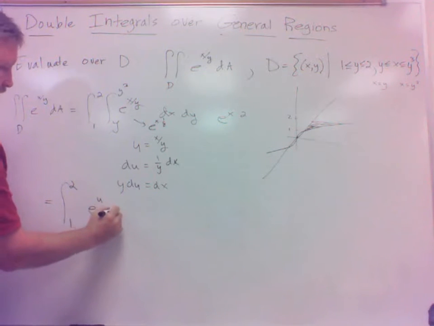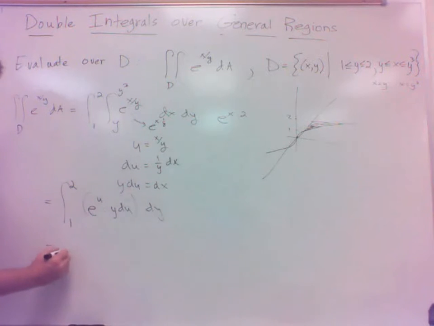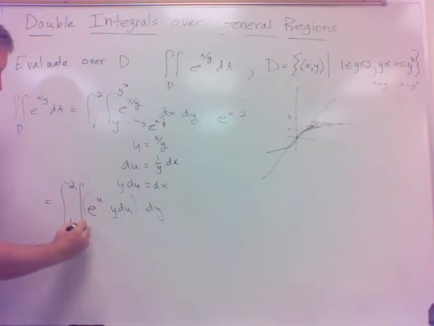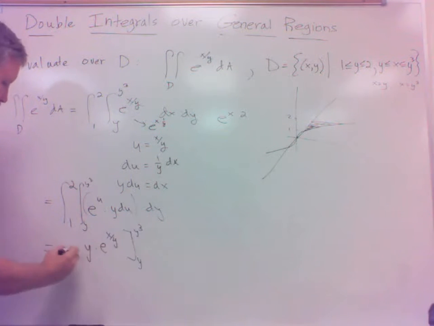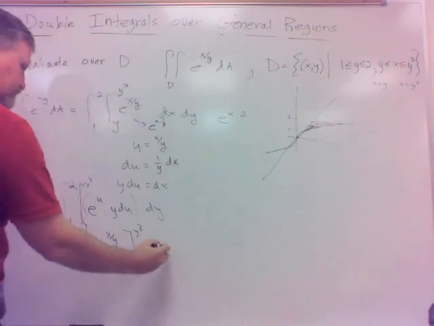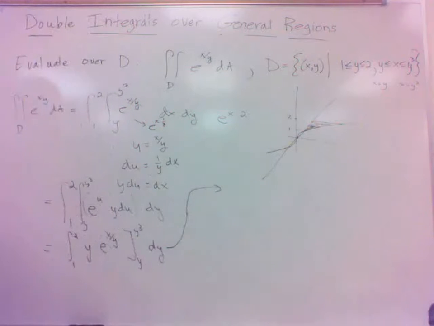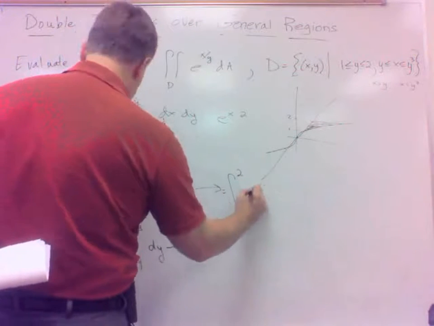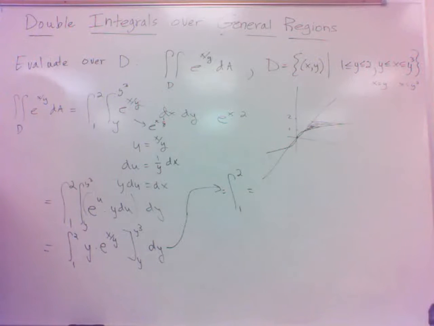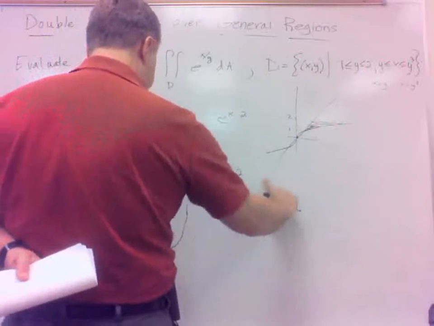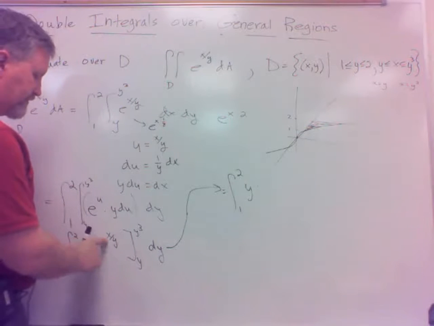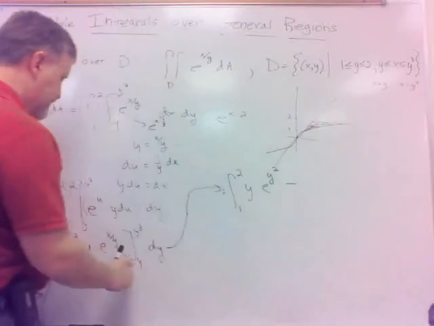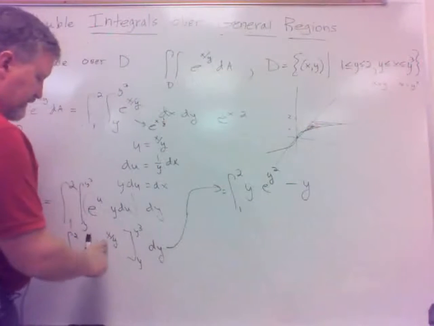E to the u, and then y du. So that would just be e to the u times y, so that'd be y times e to the u, which is x over y, and then we're going to run that from y to y cubed. All right, so that would be integral 1 to 2. Is that okay? Sounds right? Okay. So that would be integral 1 to 2 of y times, and then the x is the y cubed, so it would be e to the y squared, minus y times e to the first.